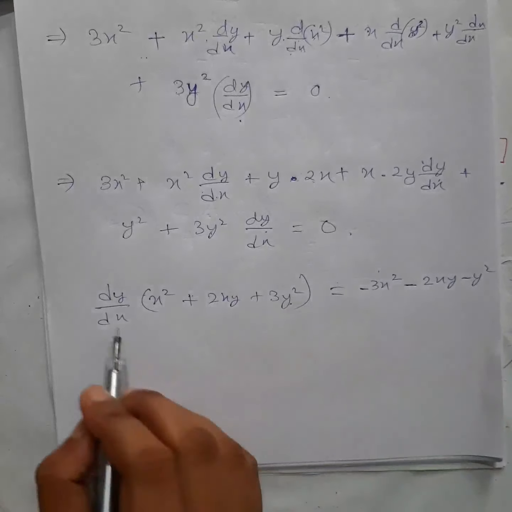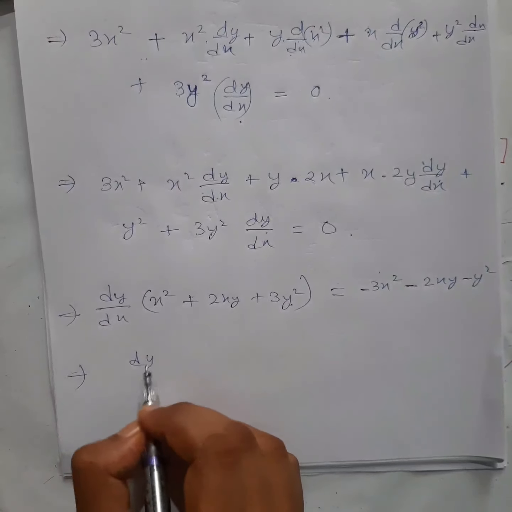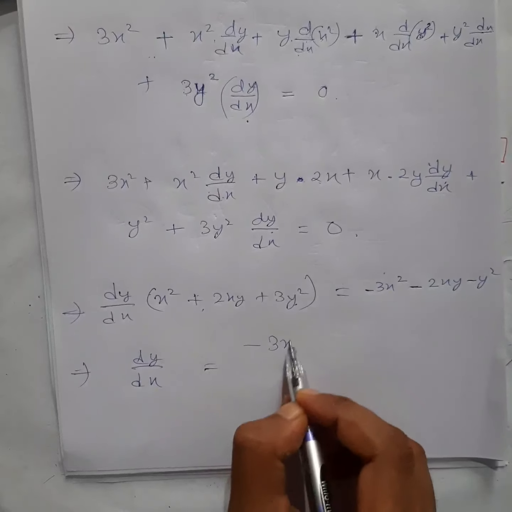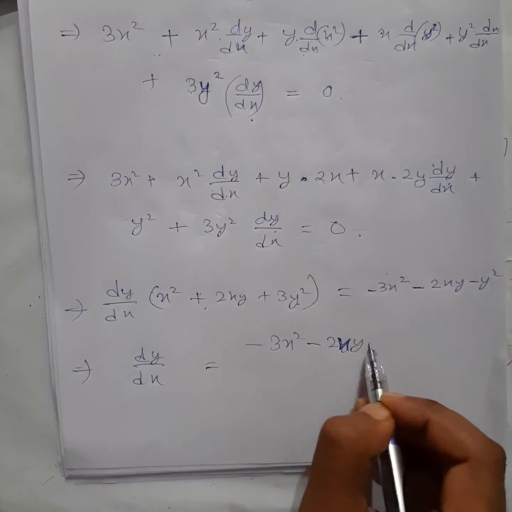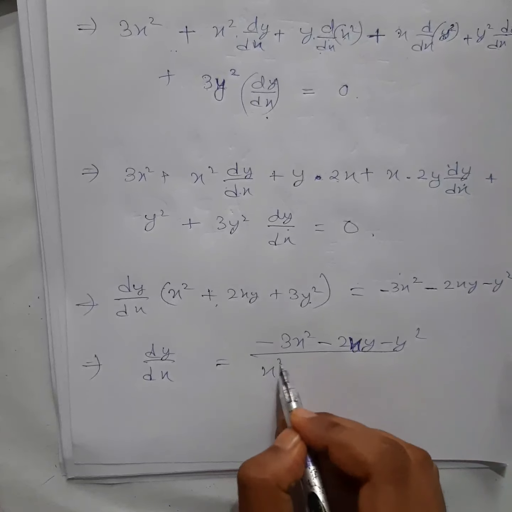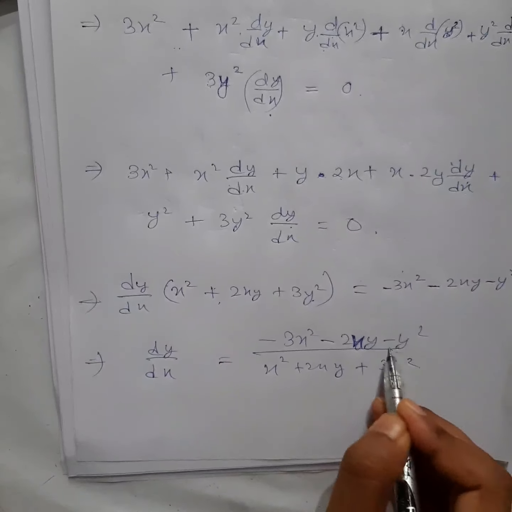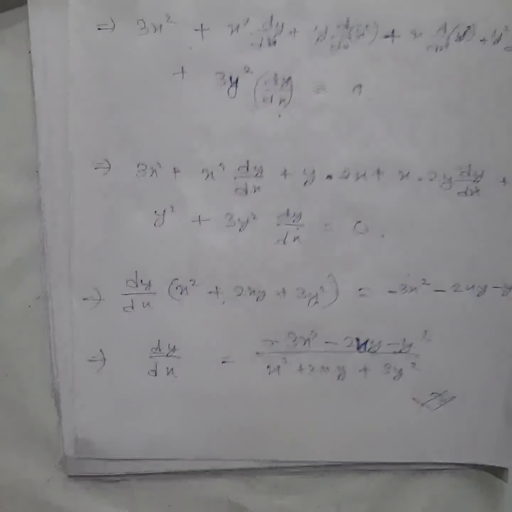Now this, bring to the other side and keep dy by dx alone. That's what we have to find out, right? dy by dx, this you bring to the other side, it's like solving an equation only. So dy by dx equals minus 3x square minus, 2xy minus y square, divided by x square plus 2xy plus 3y square. So that will be your answer. You can take minus common also.